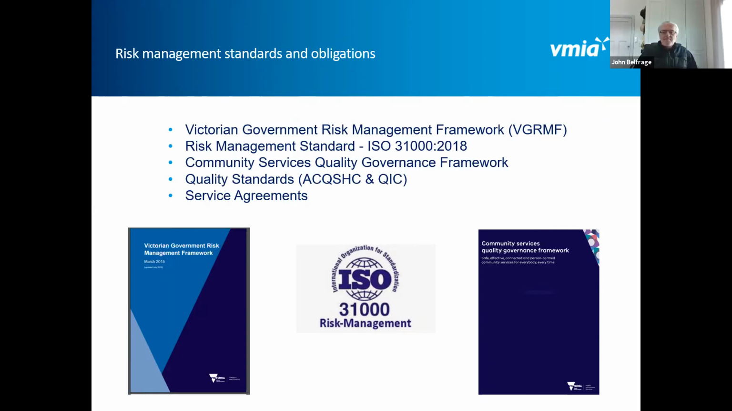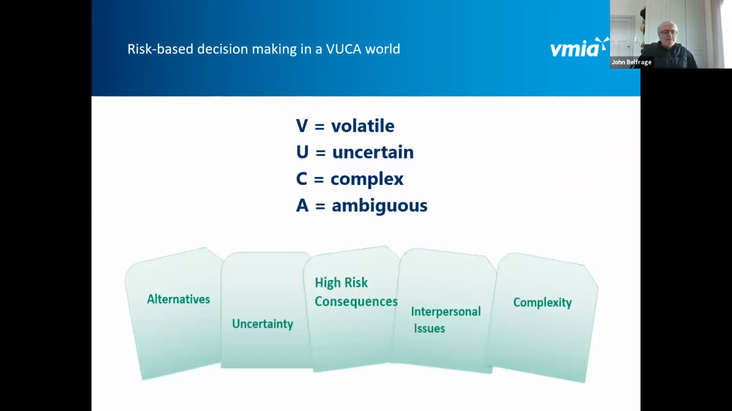Thanks, Kat. Next slide. Thank you, Bronwyn. So people may be familiar with this term, VUCA. We're clearly living in a VUCA world at the moment, and V is for volatile, U is for uncertain, C is for complex, and A is for ambiguous.